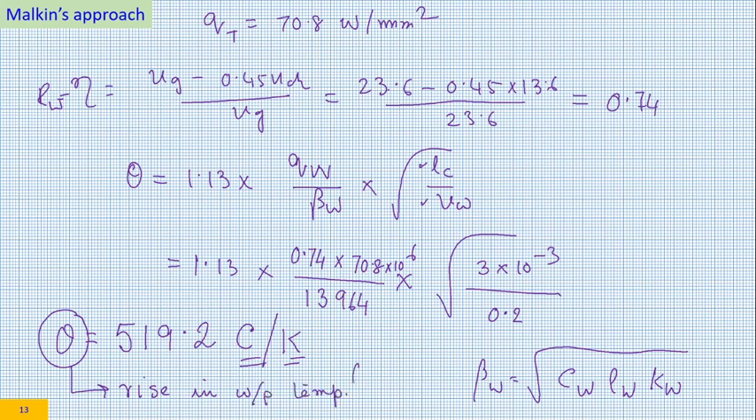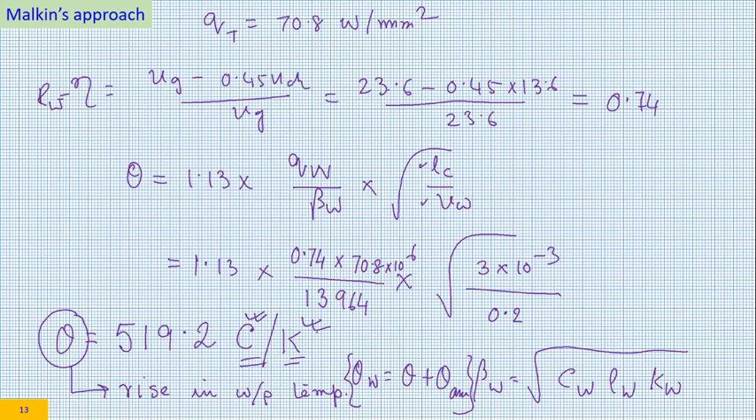So workpiece temperature is theta plus theta ambient. So that is nothing but rise in temperature. Whether this rise is in C or K, whether it is in centigrade or Kelvin, it doesn't really matter. So that way we have first estimated a temperature of around 520 degree for dry grinding.